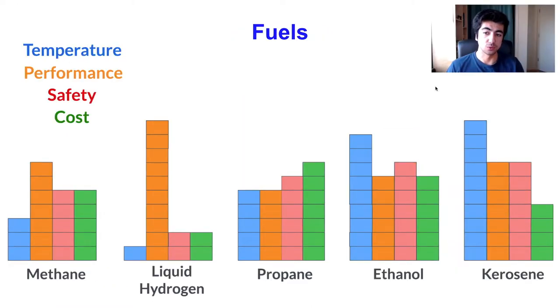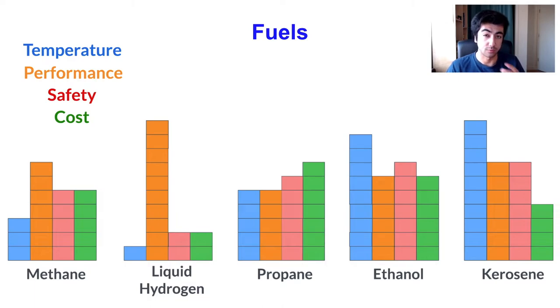So onto the fuels. Easily the best fuel for performance is liquid hydrogen. And this is because hydrogen is the lightest molecule, right? It's just H2, very small molecule. You're not carrying around those extra heavy carbons. And for that reason, you get the highest theoretical performance. The downside of it, though, is that it's the coldest fuel known. It's almost absolute zero in the liquid state.